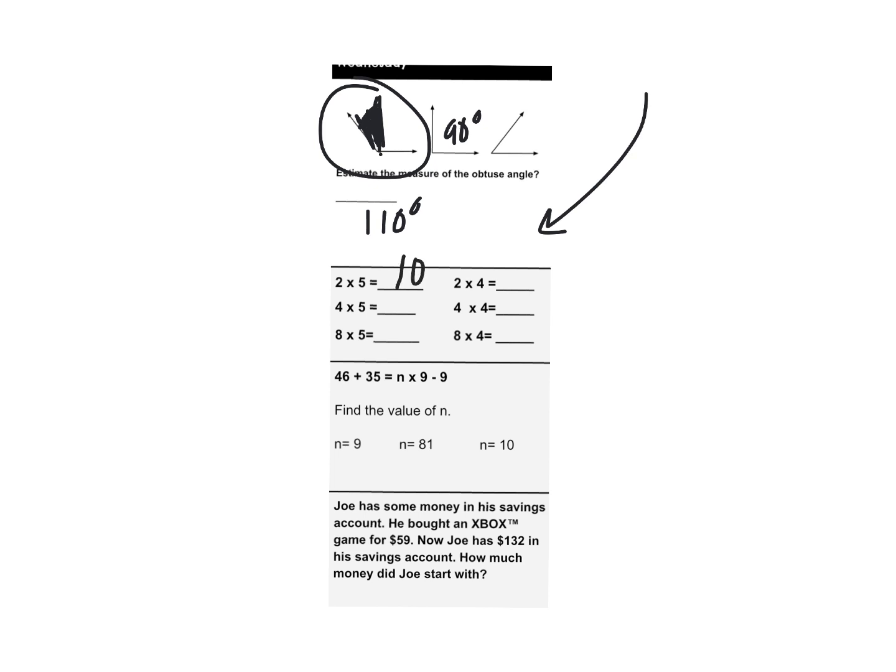2 times 5 is 10, 4 times 5 is 20, 8 times 5 is 40. 2 times 4 is 8, 4 times 4 is 16, and 8 times 4 is 32. These are all doubles.